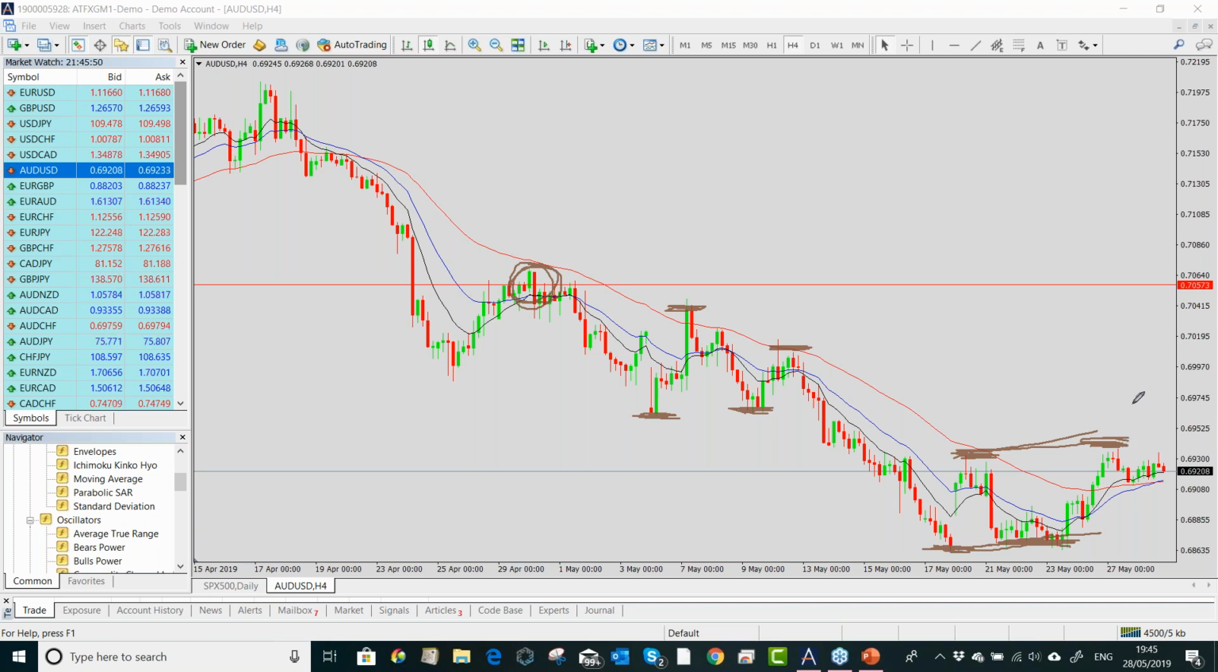The other thing that I can do is simply trail my stop. So my stop at the highs, then eventually price will simply take me out of the trade as I hit my stop loss for a profit.